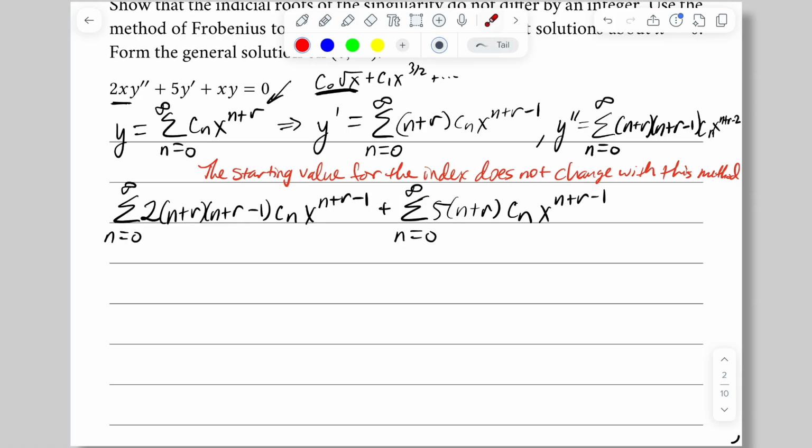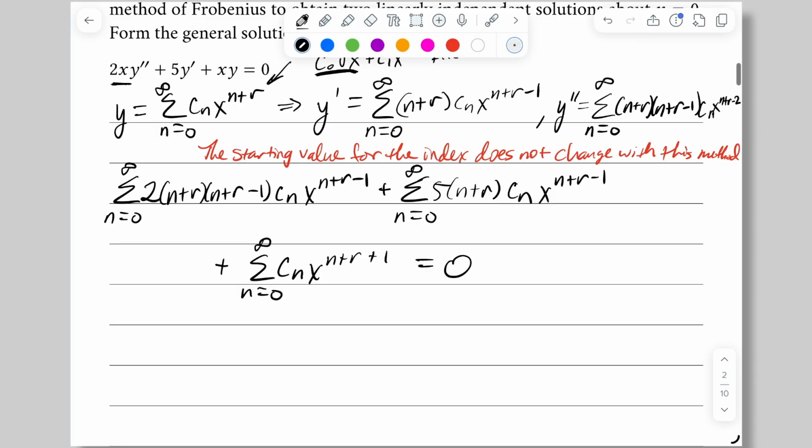And then for the xy term, x is again going to multiply by x to the n plus r, and that exponent is going to be a little bigger. So I'm going to go to the next line. Plus the sum as n goes from 0 to infinity of c sub n x to the n plus r plus 1. And all of that is equal to 0. Remember, we're maintaining the structure of an equation.